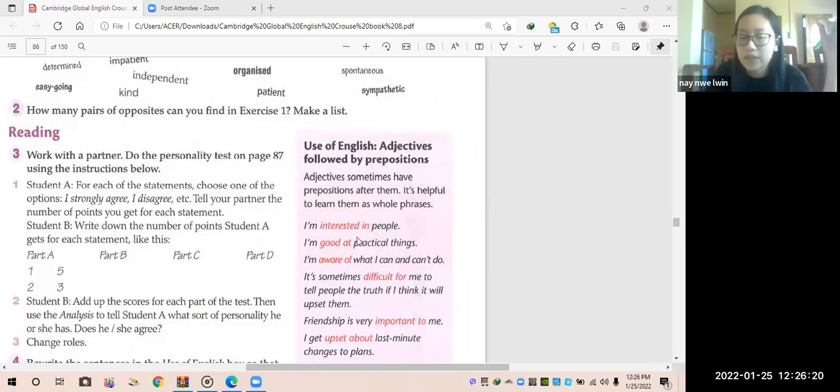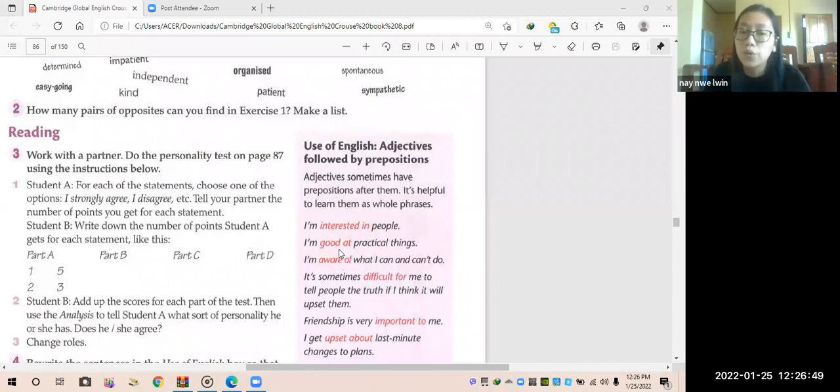So these are kind of like fixed expressions. Interested in, I am interested in people. And there is also good at. There is no good in, there is no good for, there is only good at. I am good at particular things. And there's also aware of. There is no aware from, there is no aware on. There is only of, right? So it's aware of. I am aware of what I can and can't do.